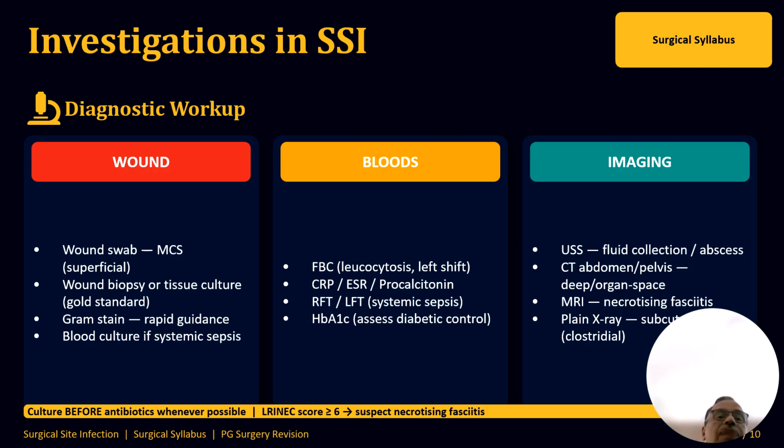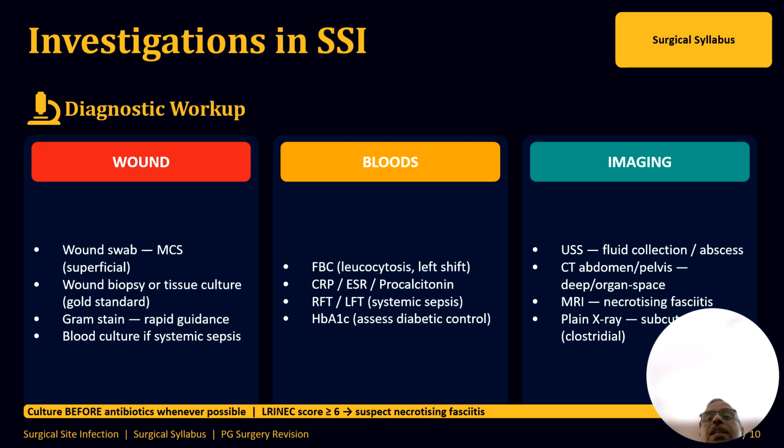Do a rapid gram staining as well as blood culture. At least 2 specimens before giving antibiotics should be taken if you're suspecting systemic signs of sepsis. For blood, you must do a full blood count, which may show leukocytosis with a shift to the left, increased C-reactive protein and ESR, liver function test and renal function test, and if the patient has comorbid conditions like diabetes, then do an HbA1c and a sugar profile.